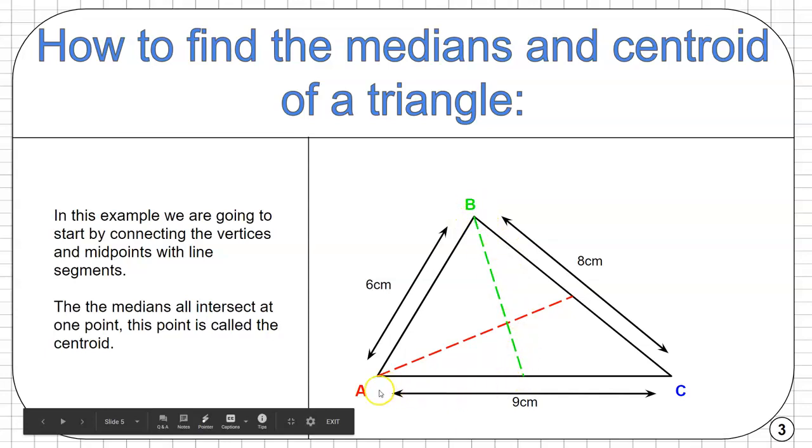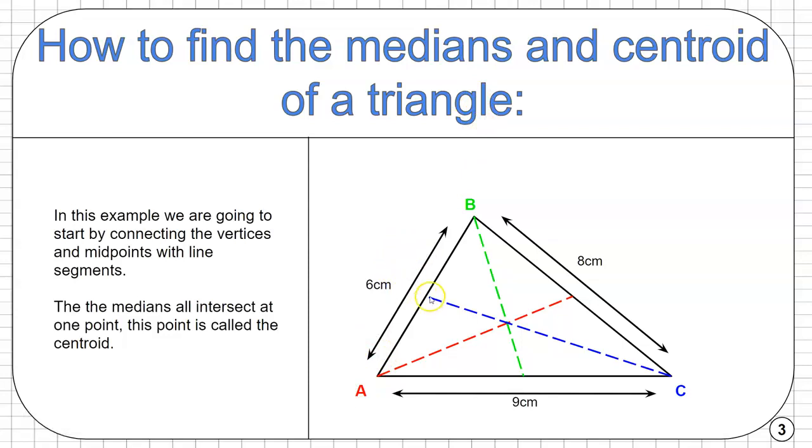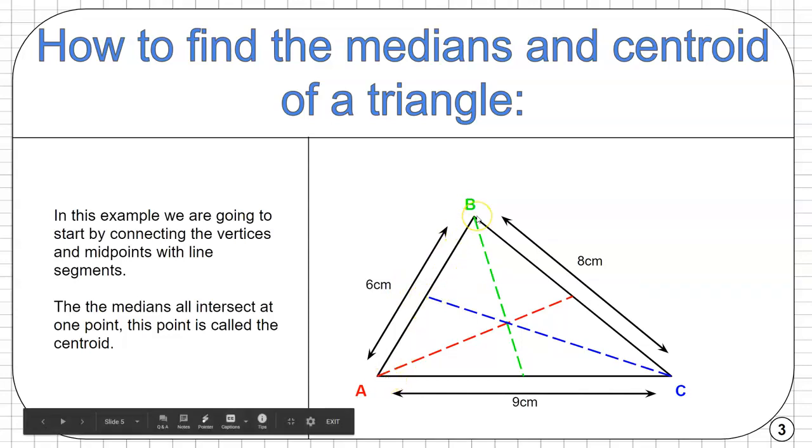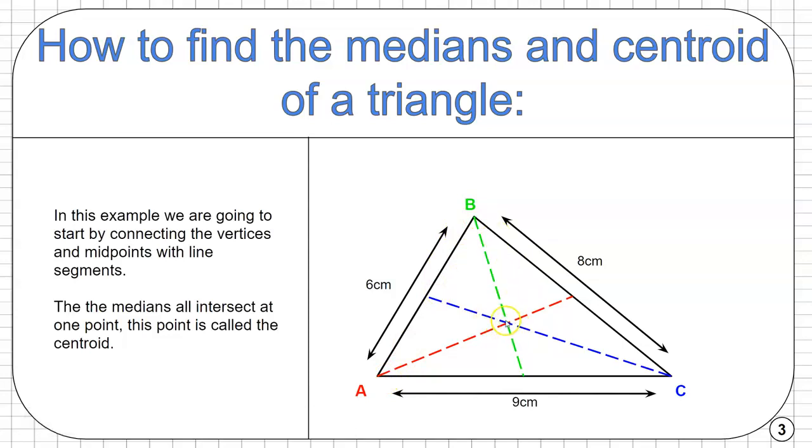and since line segment AC is 9 centimeters long, the midpoint will be located at 4.5 centimeters from A and 4.5 centimeters from C. In the case of vertex C, the median will be connected to the midpoint right here. And since line segment AB is 6 centimeters long, 6 centimeters divided in half is 3 centimeters. So the midpoint will be 3 centimeters from A and 3 centimeters from B. This point of intersection right here is called the centroid.